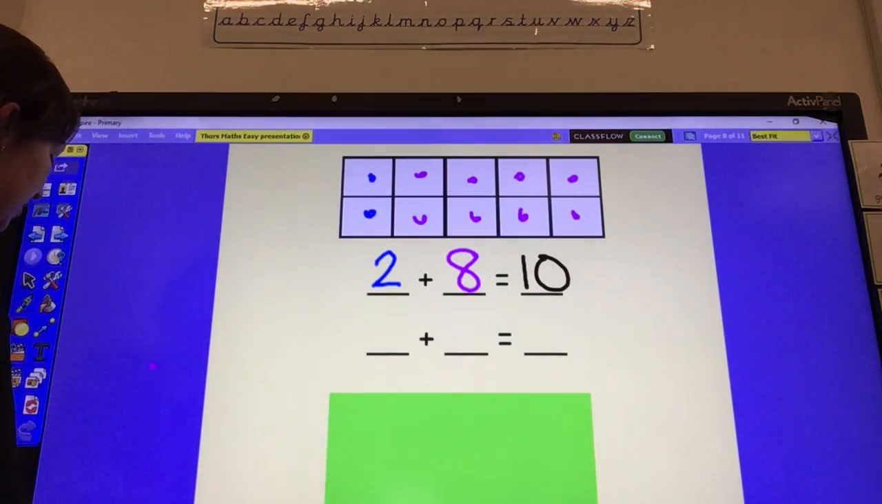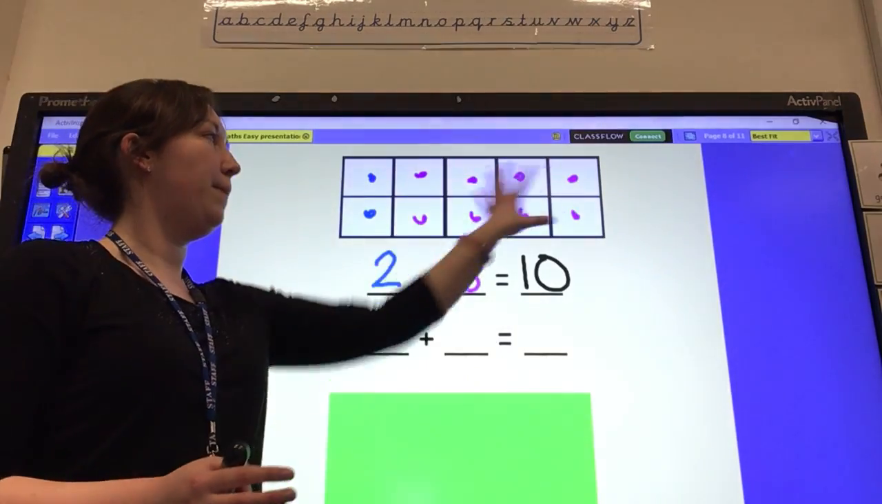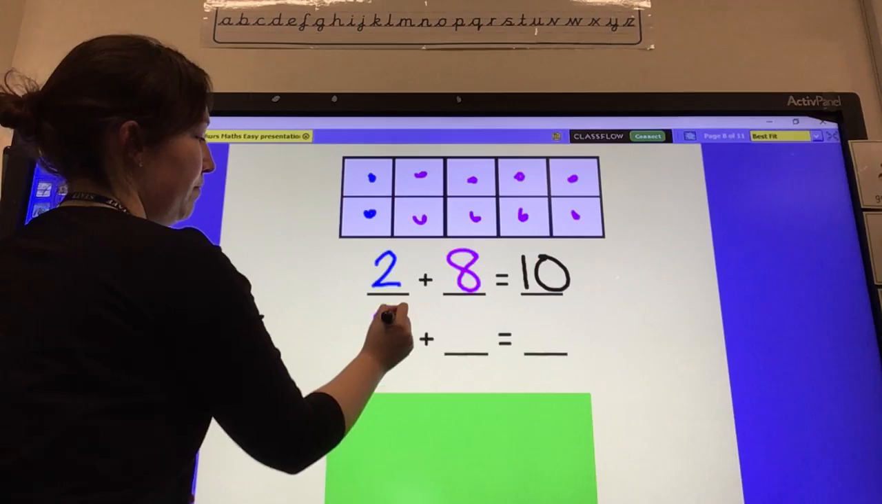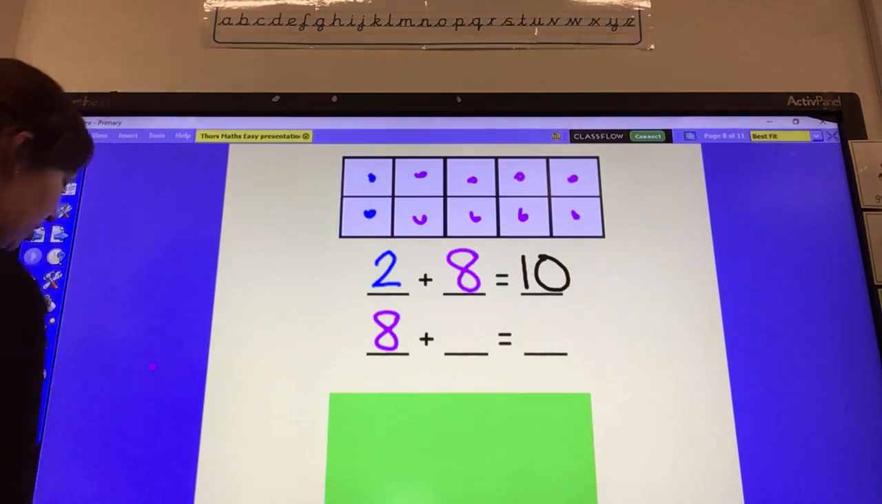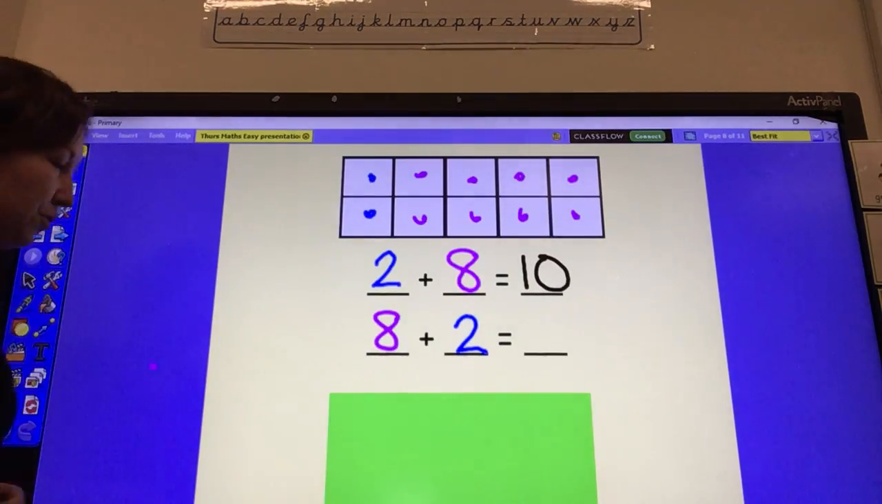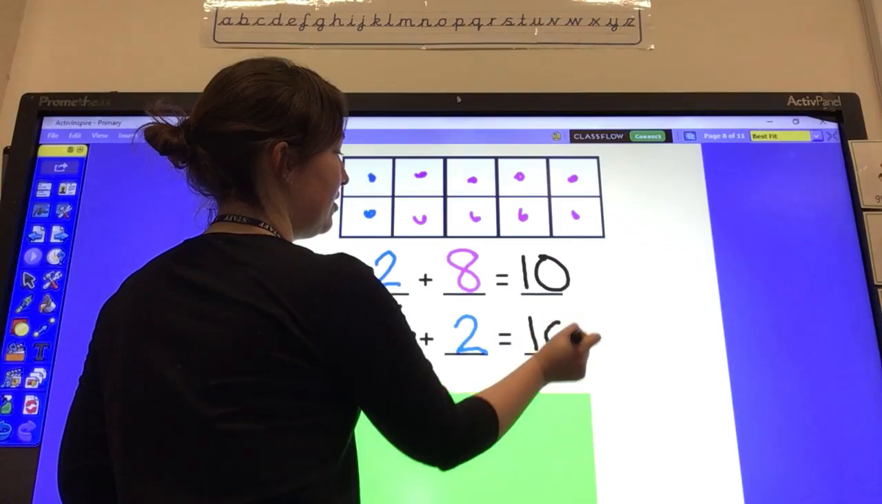So, I'm going to turn it around now, and I'm going to start off with my 8 purple ones. So I've got 8 this time. I'm going to add on my 2 blue ones, and my total, remember, is staying the same. I've still got the same whole. I've got 10.